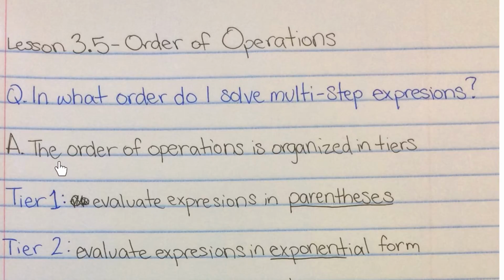The answer is that the order of operations is what you'll use, and the order of operations is organized into tiers and tiers of priority. So obviously you would do tier 1 first, then you would do tier 2 second, and so on and so on. The reason I'm putting them into tiers is because when we get to the multiplication and division combined with the addition and subtraction, it gets a little tricky. So hopefully this helps.